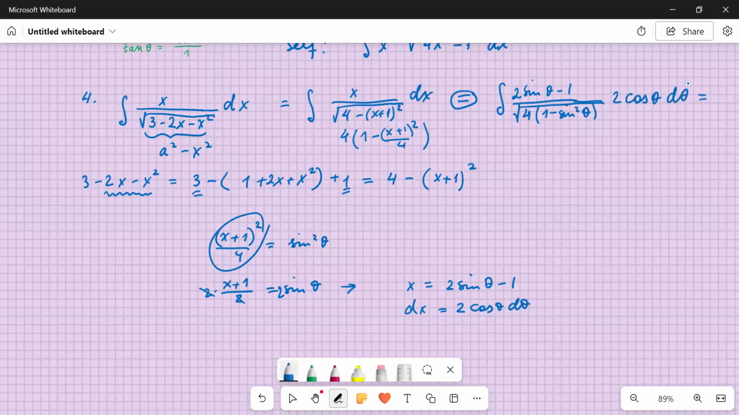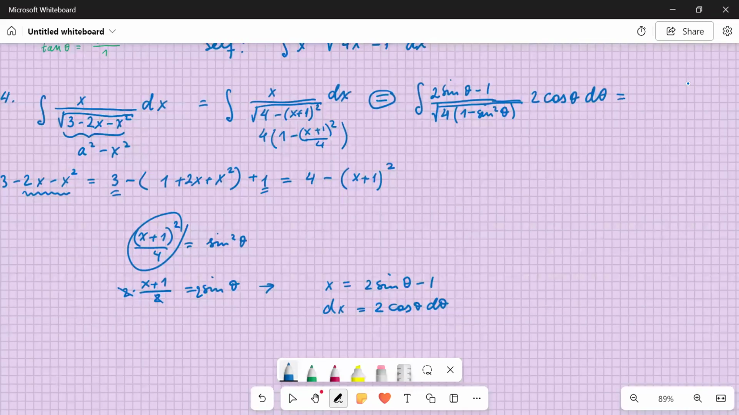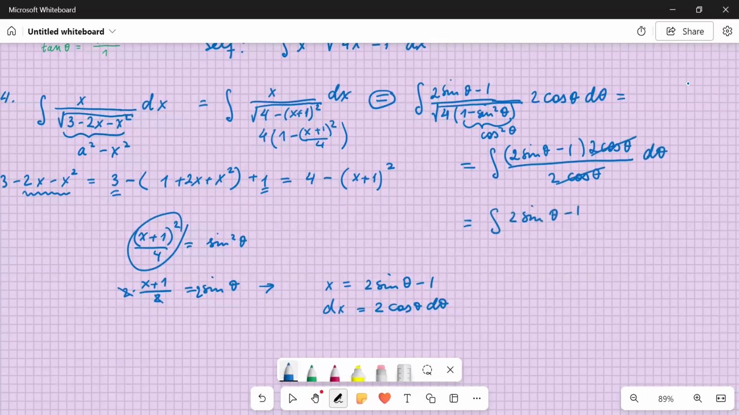I'm going to combine everything. So combining everything is going to give me (2 sine of theta minus 1) times 2 cosine of theta. And in the denominator, this one is going to turn into cosine square. And then the square root of 4 cosine square is going to give me just 2 cosine of theta. Very convenient, actually. This one is going to cancel. And I just have (2 sine of theta minus 1) d theta, which is easy to integrate.